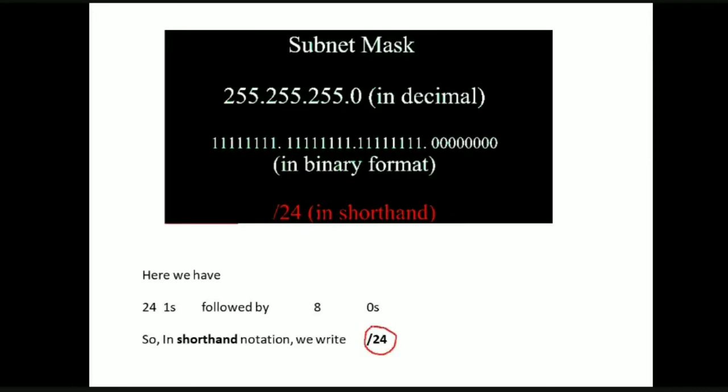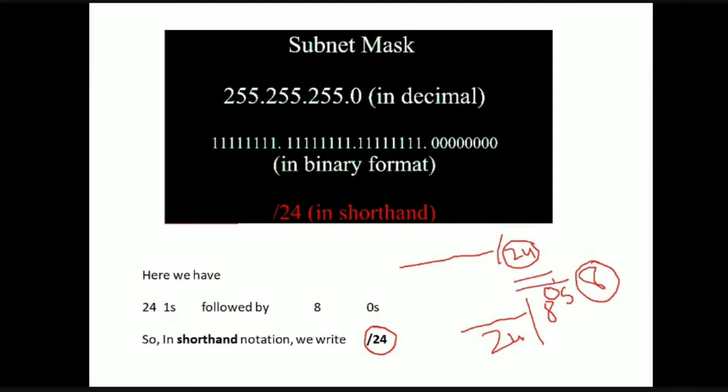So if any IP address representation is followed by /24, then we say that this is the shorthand notation of the subnet mask. That is, it has 24 ones, and the other number is 8 only, right? So all the other 8 bits are zeros. That is 24 ones, and the other bits are zeros. This is how we represent slash 24.